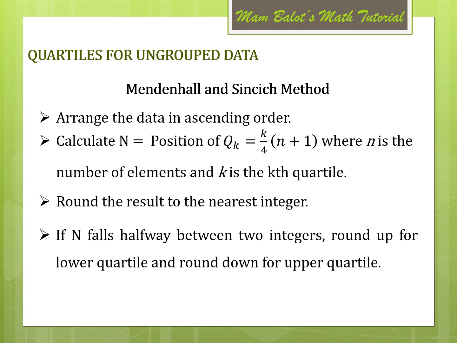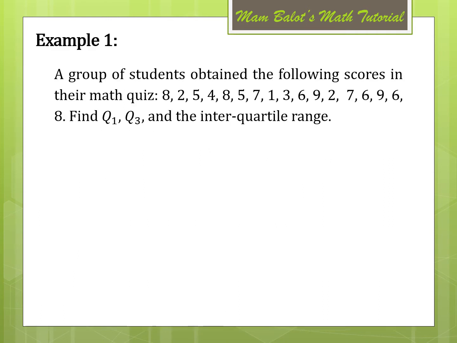Then, if the position falls halfway between two integers, that means you have a decimal of 0.5. You have to round up for the lower quartile and round down for the upper quartile. The element at the computed position is what we call the kth quartile, or Q sub k. So let's have an example.